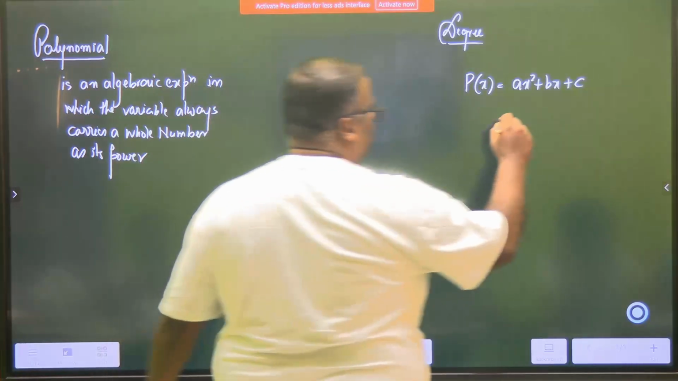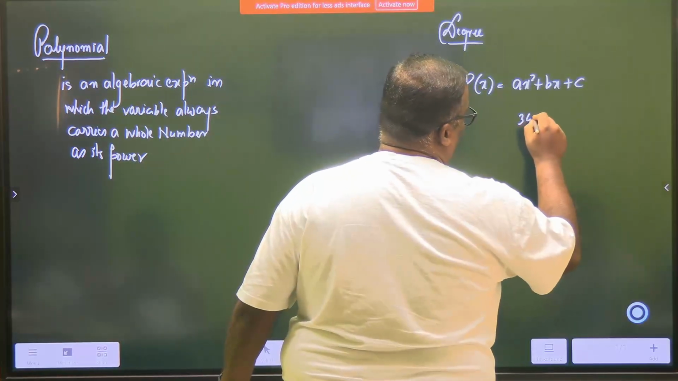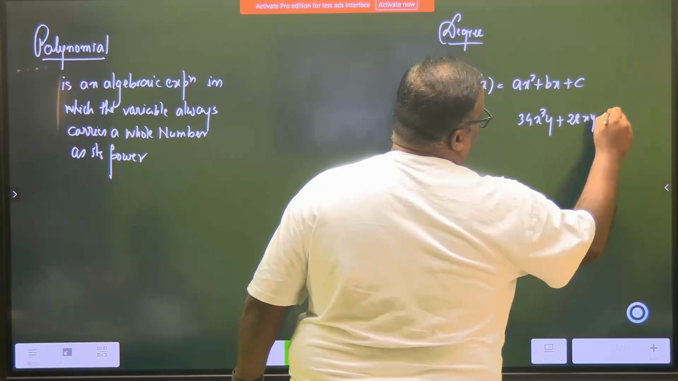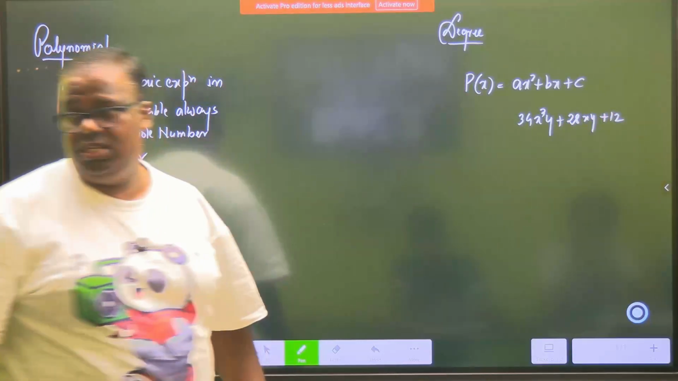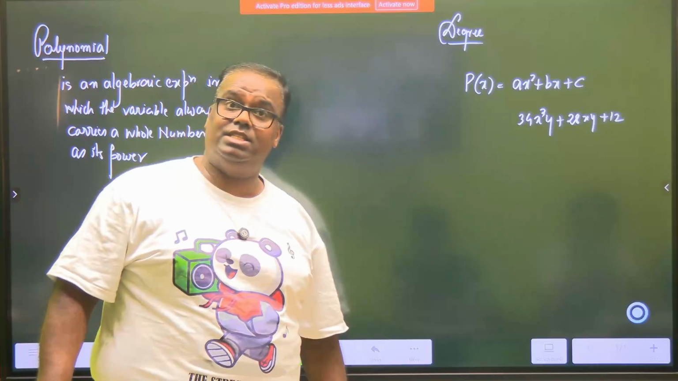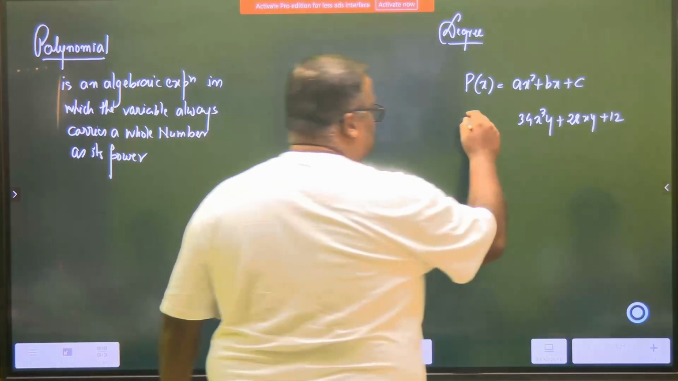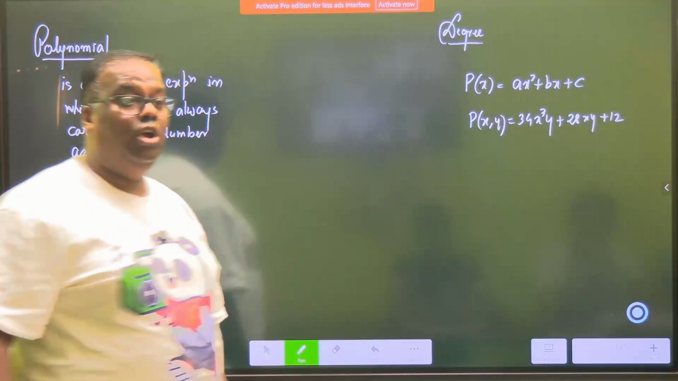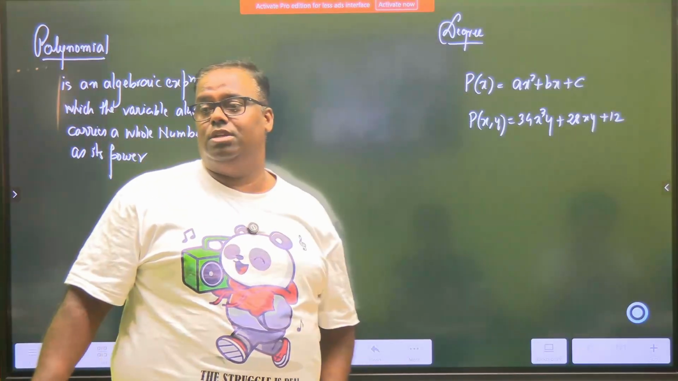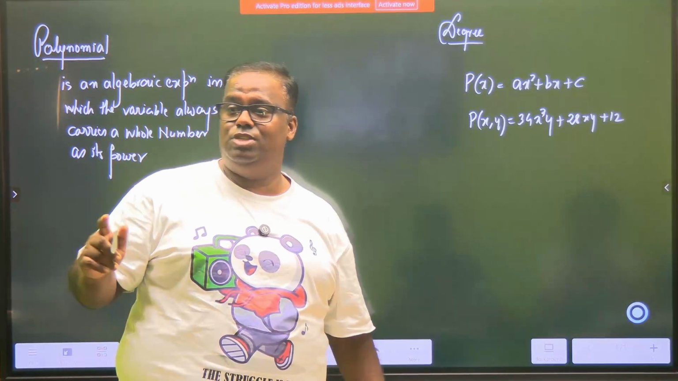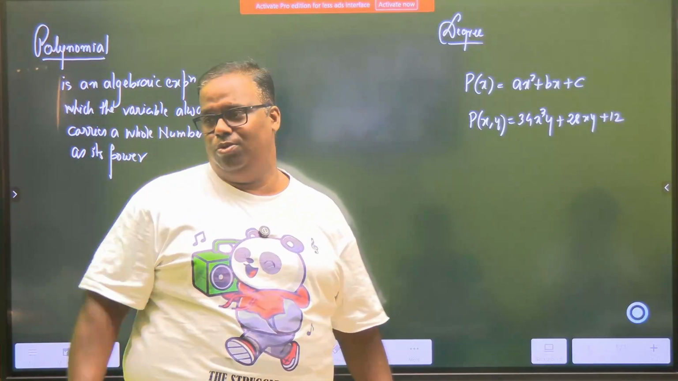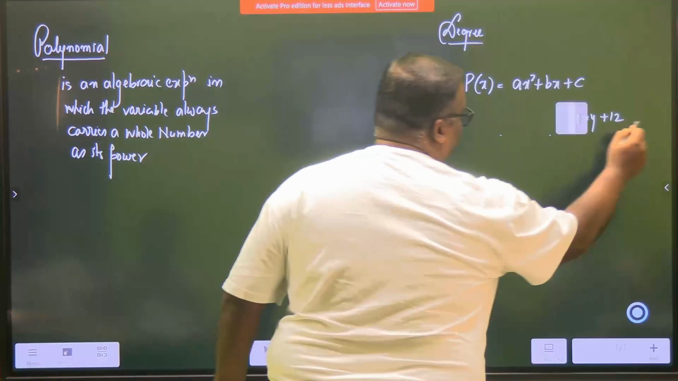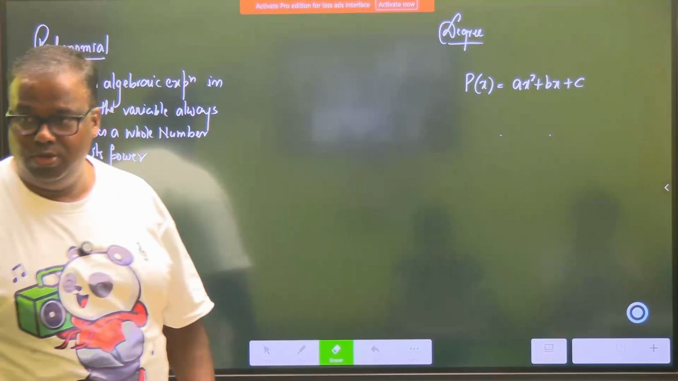Let's take another polynomial, say 34 x cube y plus 28 xy plus 12. How many variables do you see here? 2 variables. There's an x, there's a y. This will be called a polynomial in x and y. However, you all being the very cutie children of CBSE, CBSE deals with polynomials in one variable only, both in 9 and 10. So this part is ruled out for us. We will be dealing with polynomials in only one variable.